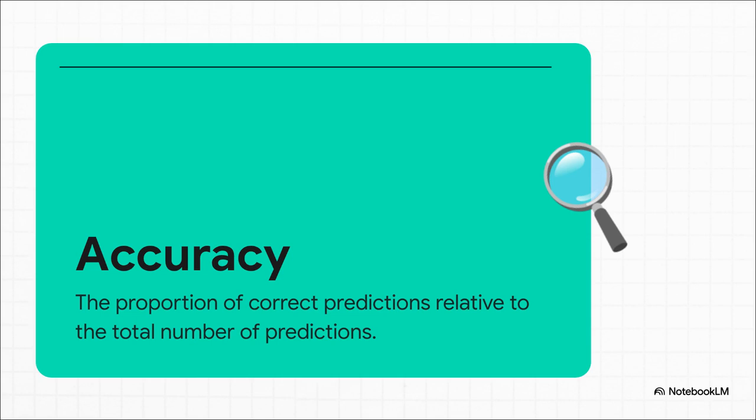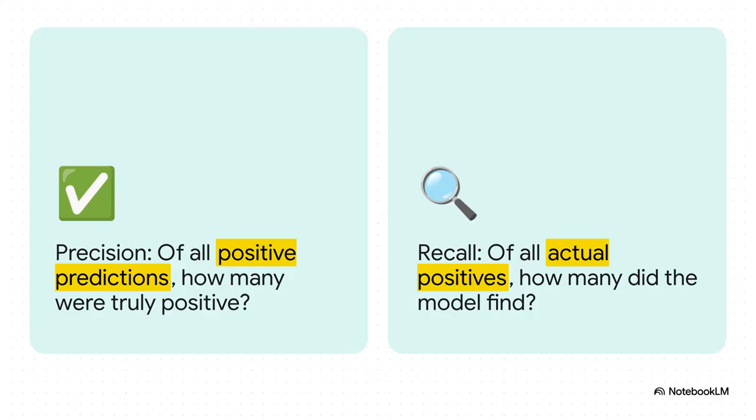Think about it. Let's say you're trying to detect a really rare disease. A lazy model could just say, nope, no disease for everyone. It'd be 99.9% accurate, but completely useless. And that's exactly why we need to be smarter. We need metrics like precision and recall.